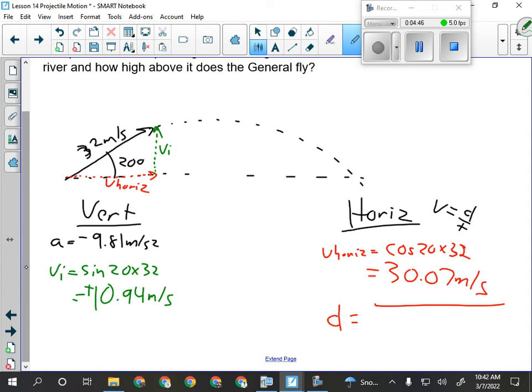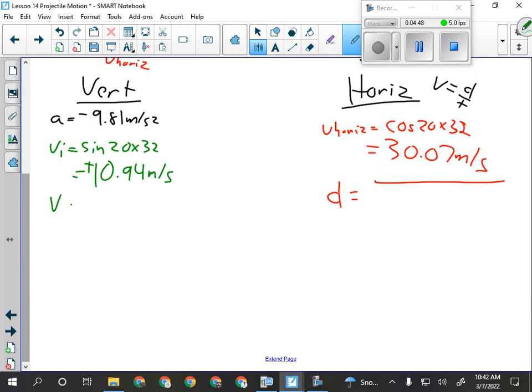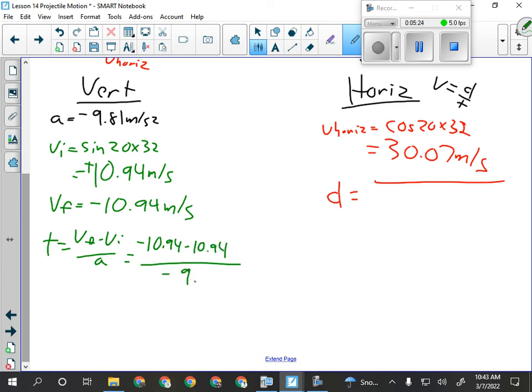Right, VF is the same magnitude as VI, but in the opposite direction. Now, that's only true if the object takes off and lands at the same height. And basically, we just assume that that's the case in most cases. It's not impossible to do a projectile motion question where that's not the case, but in this case, this is easier. So I've got A, VI, and VF. Can I find T? Right, so T will equal VF minus VI over A. So negative 10.94 minus 10.94 divided by negative 9.81.